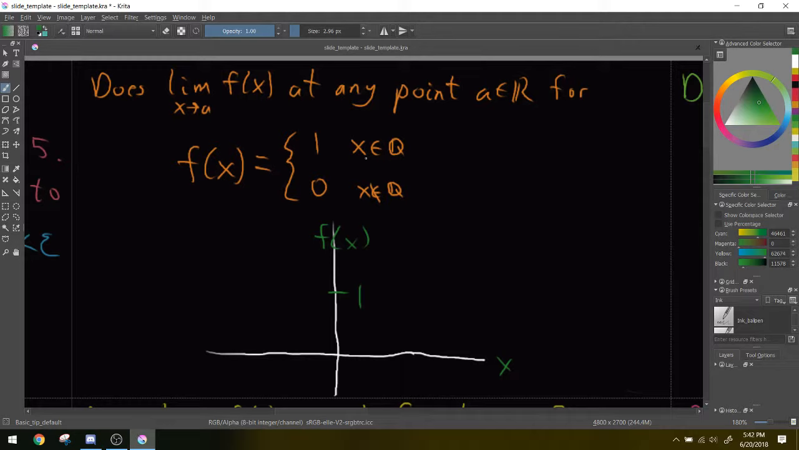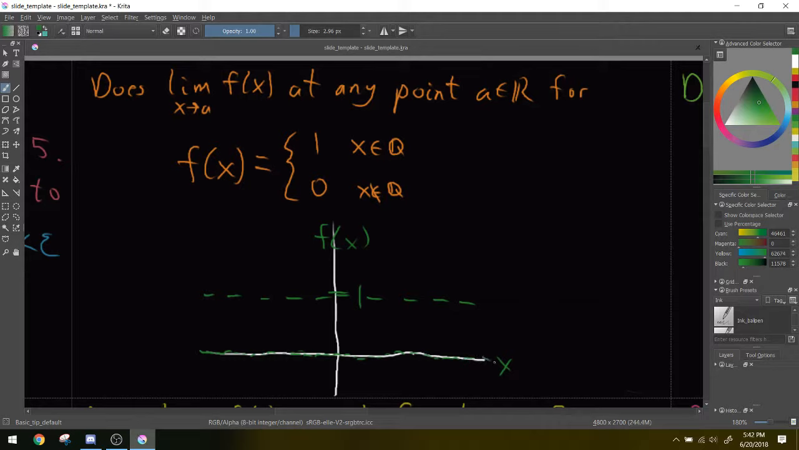If the input is rational, it outputs 1. If the input is irrational, it outputs 0. It's hard to draw this because there's infinitely many rationals and irrationals. So it's normally drawn with dotted lines of different sizes. There are fewer rationals than irrationals, so I will put a sparse dotted line up here at 1. So all the inputs that are rational, I output 1. And then you normally put a somewhat denser dotted line down here because there's more irrationals. But it oscillates back and forth, infinitely fast.